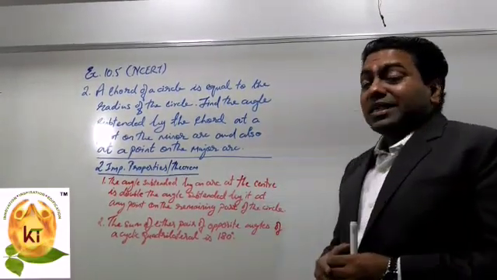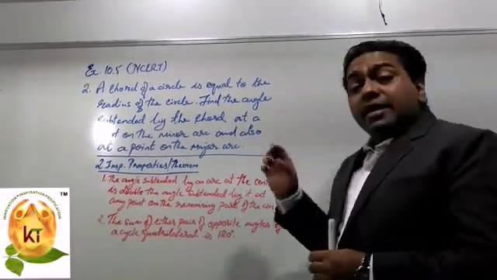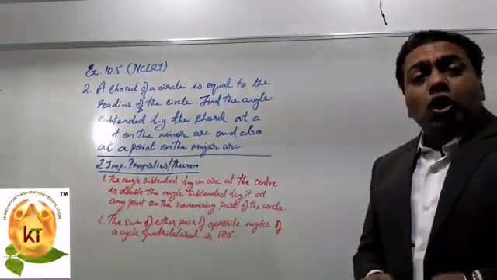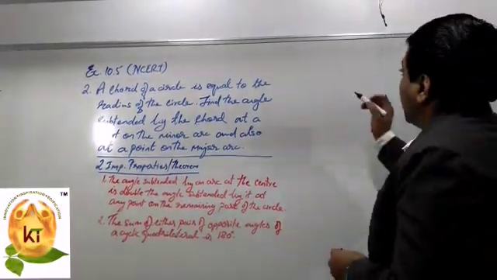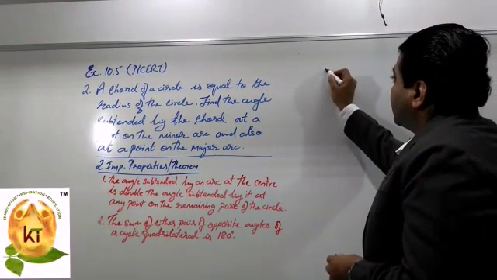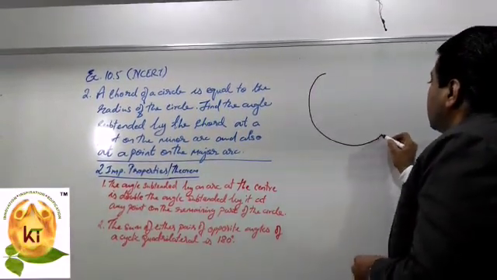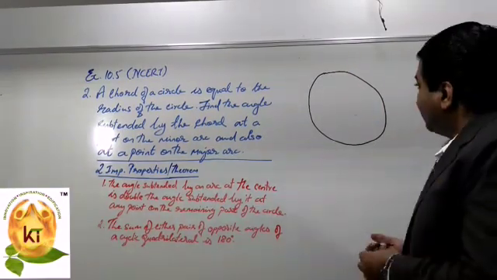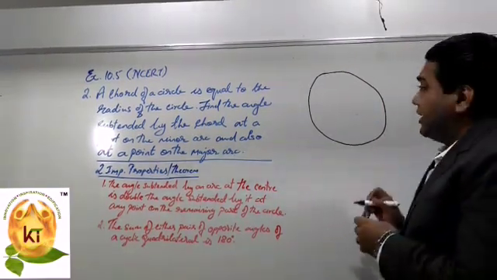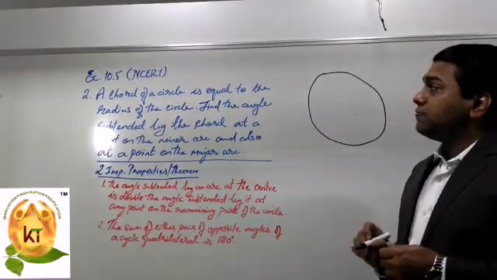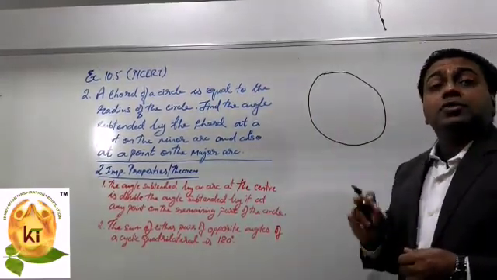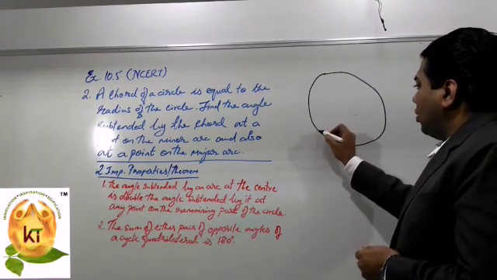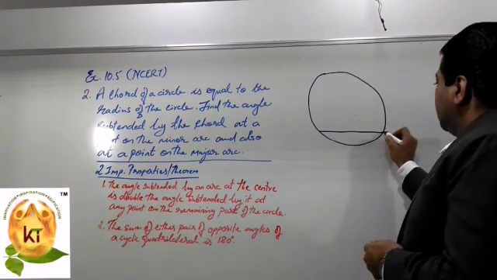So it is very important that you break the question in order to get to the answer. The first statement states, a chord of a circle is equal to the radius of a circle. So let's draw a circle first of all. Here goes my circle. Please don't mind, it's a freehand circle. The statement says a chord of a circle is equal to the radius of the circle. So let me draw a chord, any chord in this particular circle.